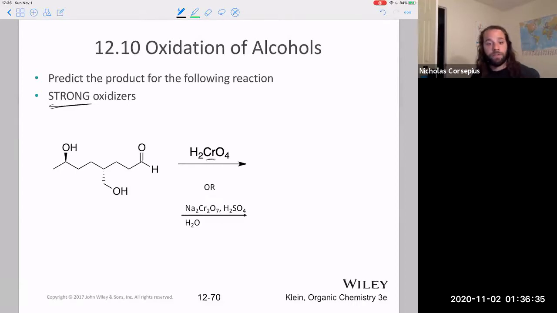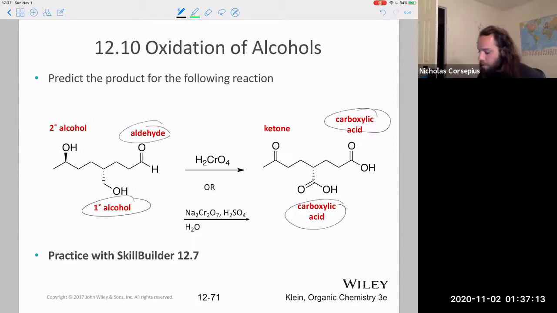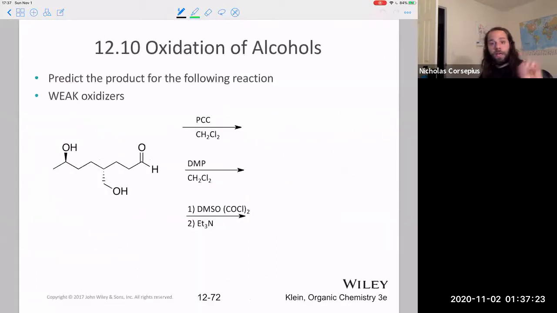So let's take a look at what they'll do to this molecule here. Here in this molecule, we have a secondary alcohol, we have a primary alcohol, and we have an aldehyde. Well, remember, our strong oxidizers will oxidize primary alcohols all the way to carboxylic acids. They won't stop at that aldehyde step, which means that they'll also oxidize aldehydes to carboxylic acids. And then the secondary alcohols always get oxidized to ketones. So if we look at this product here, our primary alcohol will be converted to a carboxylic acid. Our aldehyde will be converted to a carboxylic acid, and our secondary alcohol converted to a ketone, again, because these are our strong oxidizers.